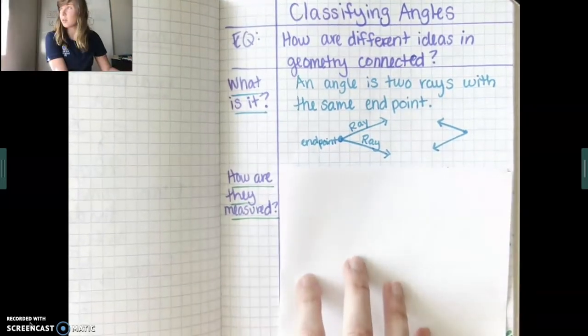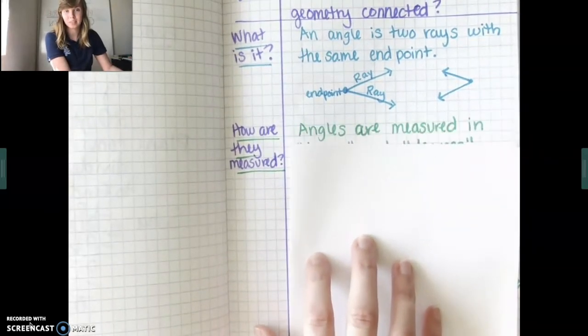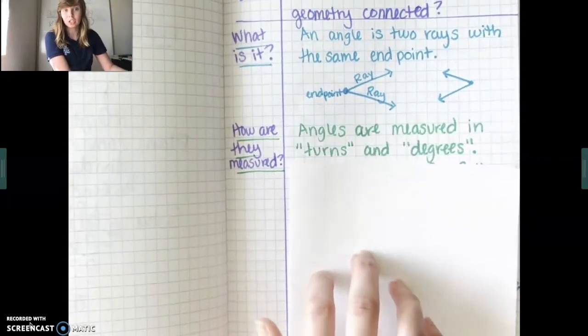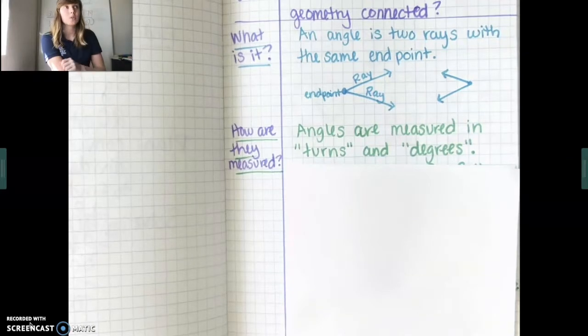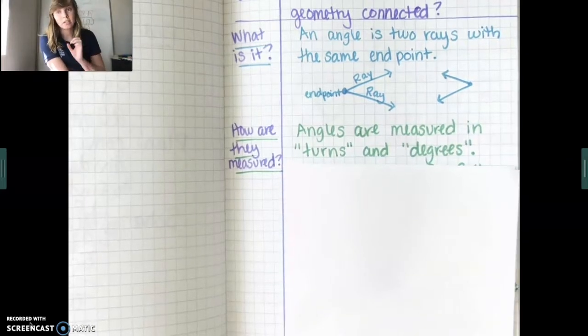The next thing to talk about is how they are measured. Angles are measured in turns and degrees. We'll be looking at turns first, and then I'll be talking to you about degrees. The most common way you'll see an angle measured is in degrees, but we use turns in 4th grade to start.